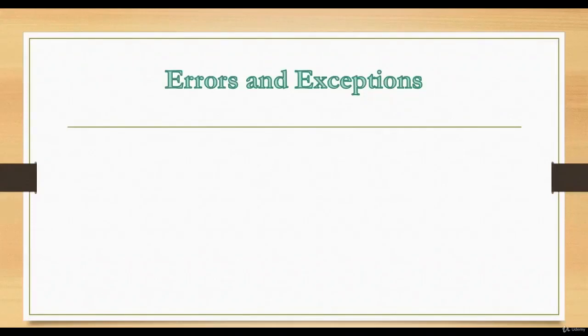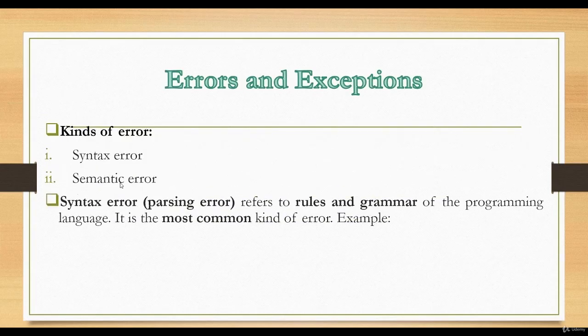Objective of this session is to discuss about errors and exceptions in Python. There are basically two kinds of error: syntax error and semantic error. Syntax error, which is also called parsing error, pertains to the rules and grammar of the language. It is the most common kind of error.